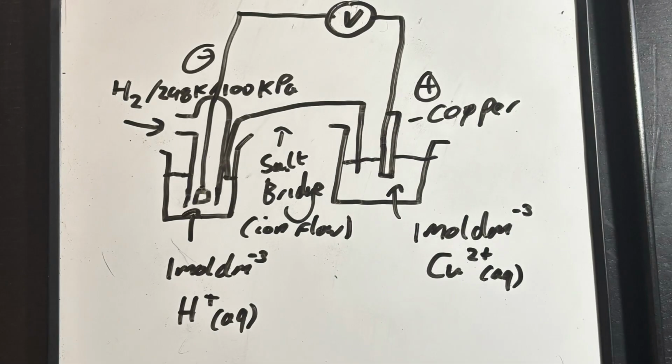Or if you connect it to a copper electrode, then you end up with a current, except you have to add in a salt bridge for the ions to transfer across. Electrons flow from the hydrogen half cell to the copper electrode, and you can read the voltmeter in a practical to find out the electrode potential.